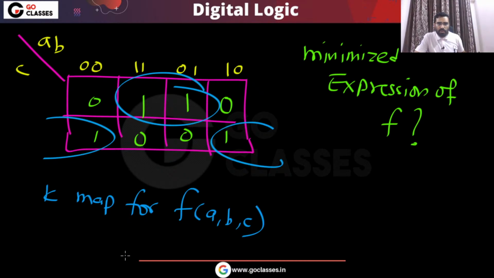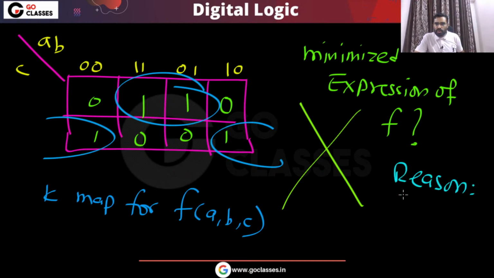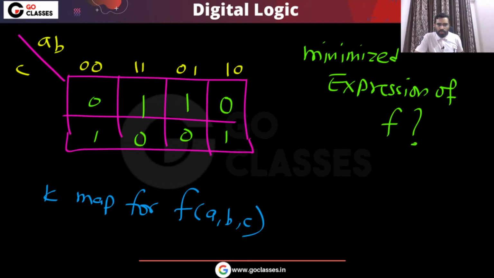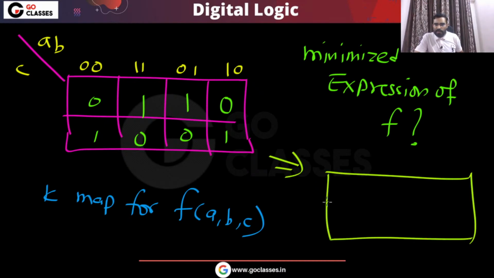No, this is wrong. If you do it like this, then definitely this is wrong, because this is not a standard k map. The reason is that the given k map is not a standard k map. So what will you do to solve this question? Very simple. First you convert it into a standard k map. Let's convert this k map into a standard k map.